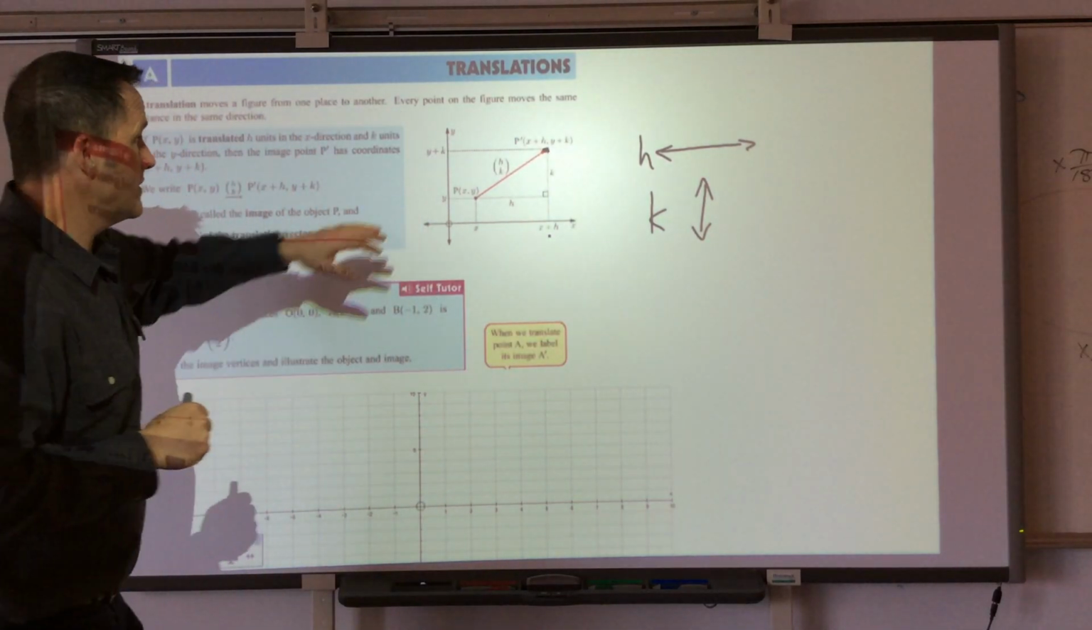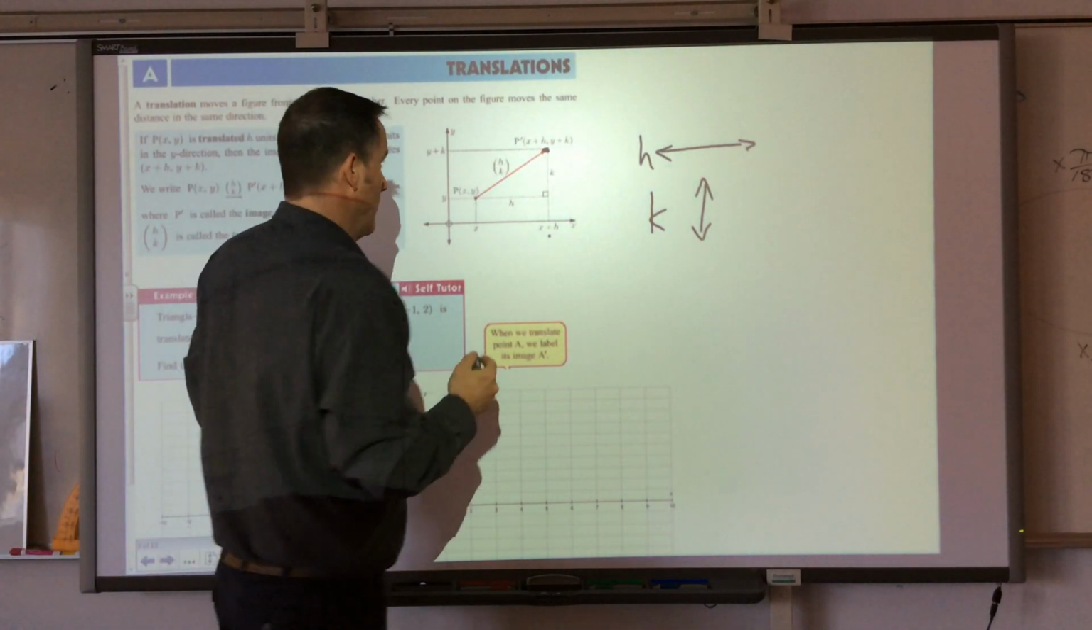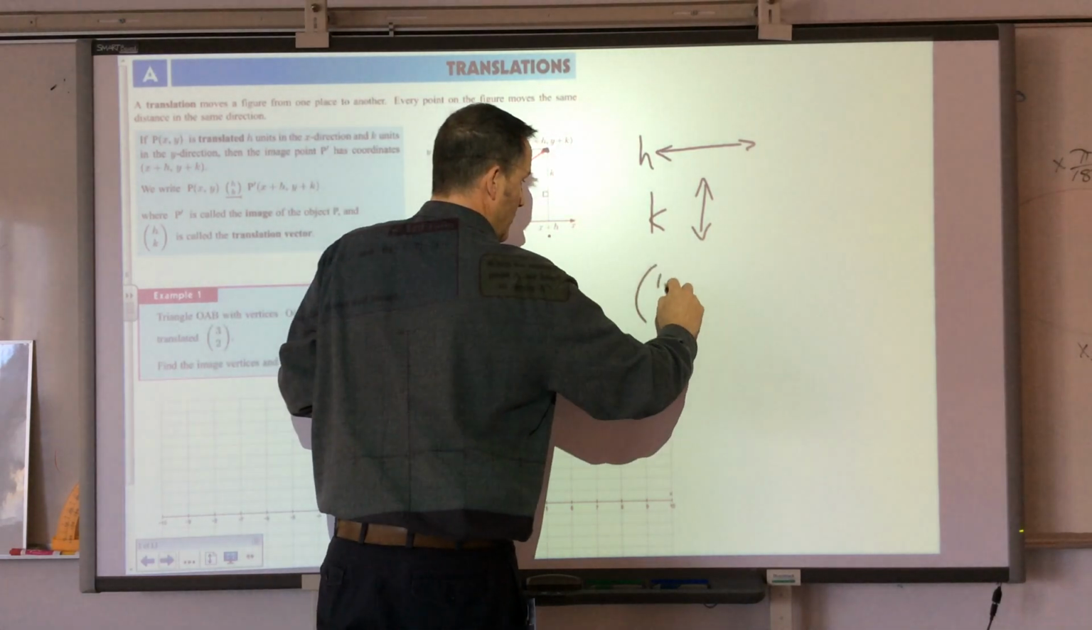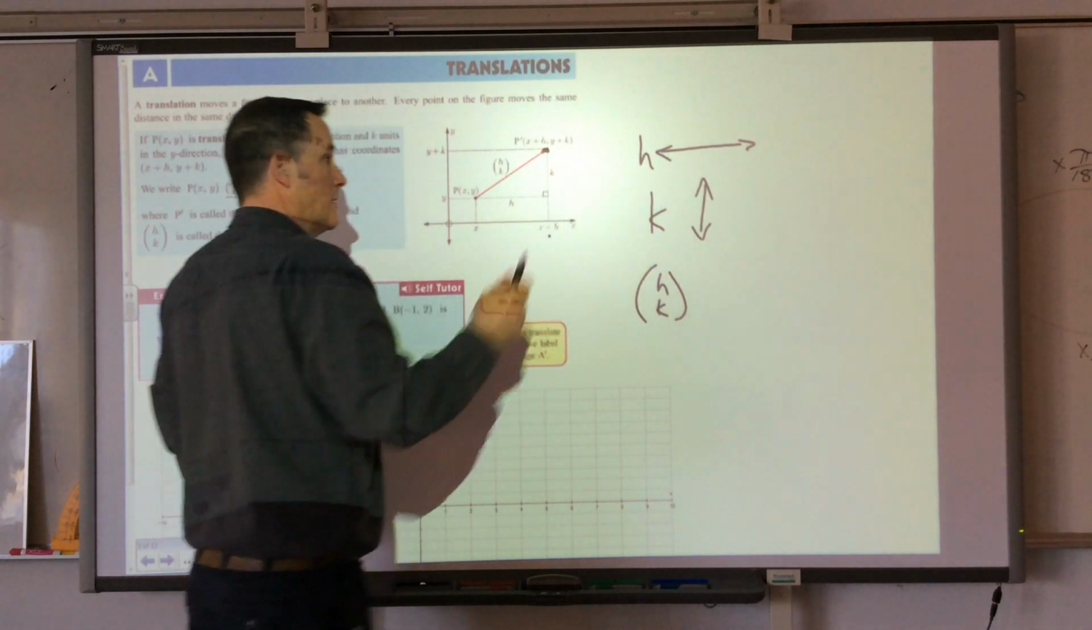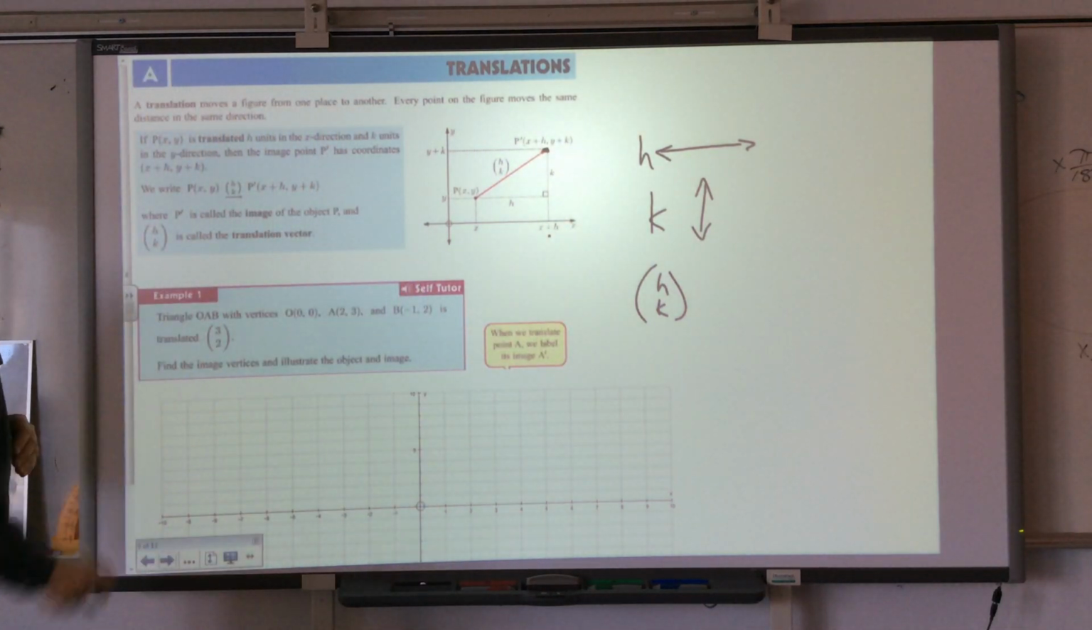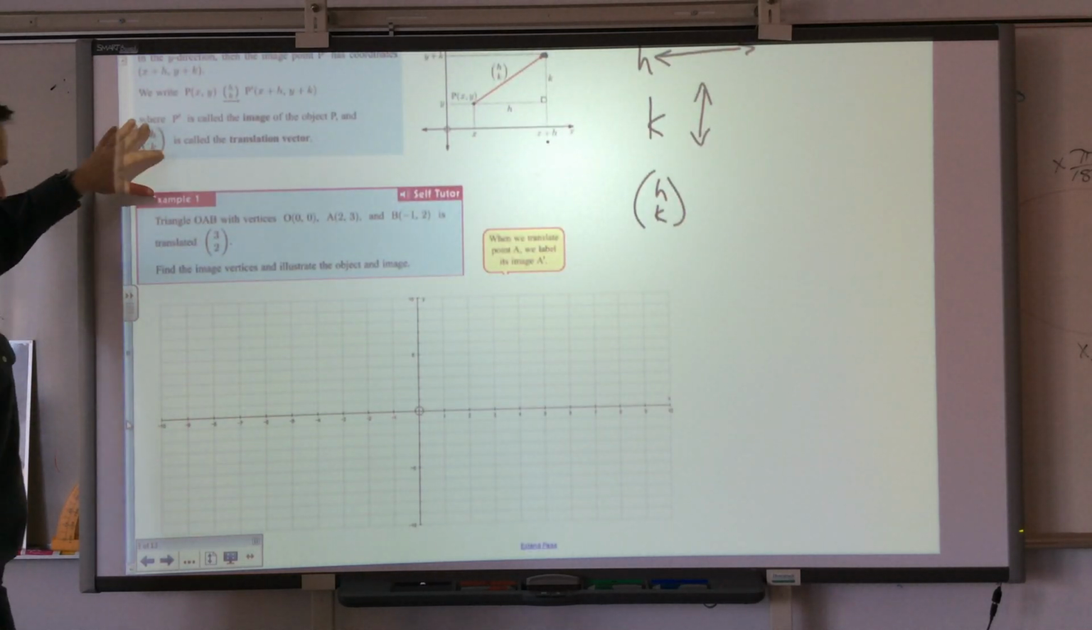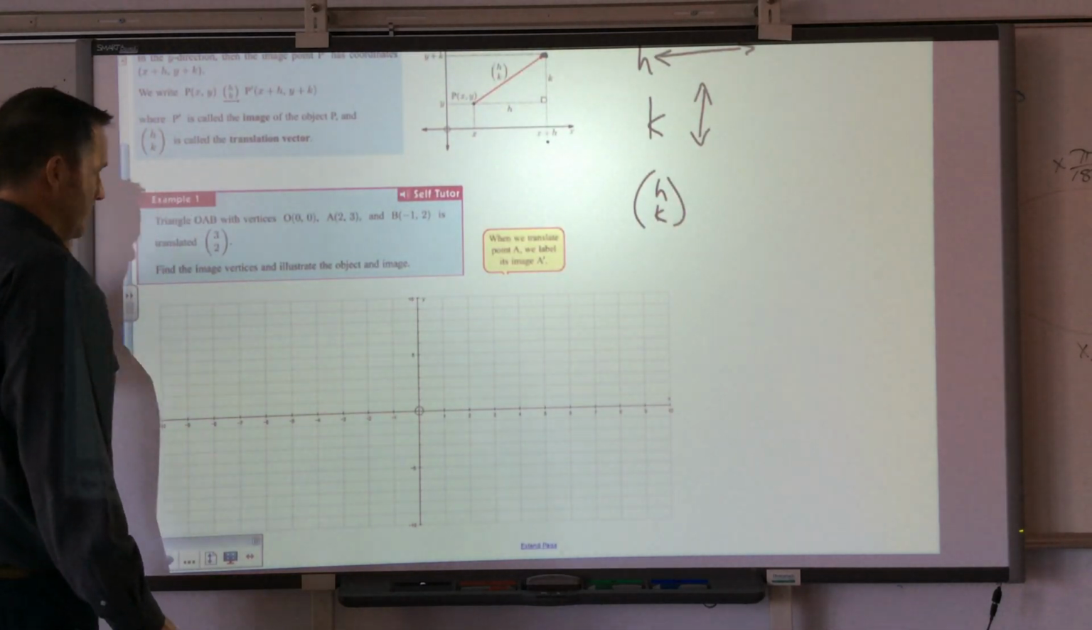This is our translation. It's always set up (h, k), and h is always the horizontal, this way. k is always vertical, up and down. Just to give you a quick idea, it even has a special name called the translation vector.